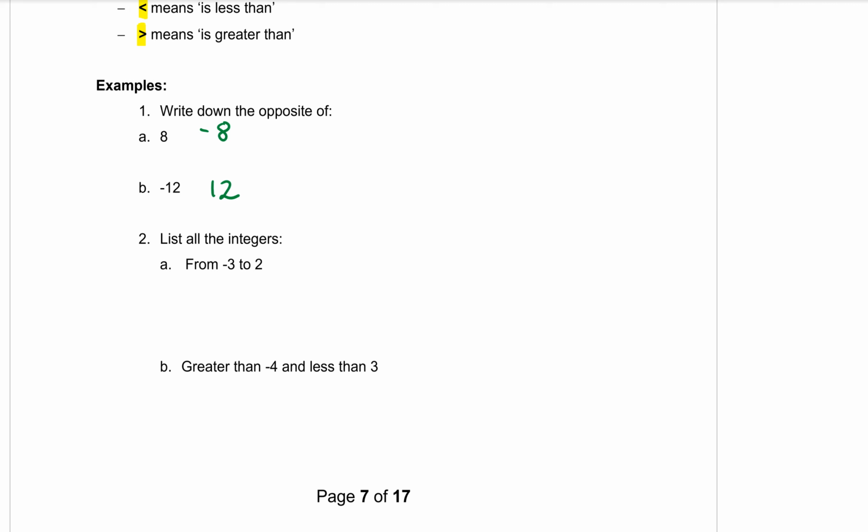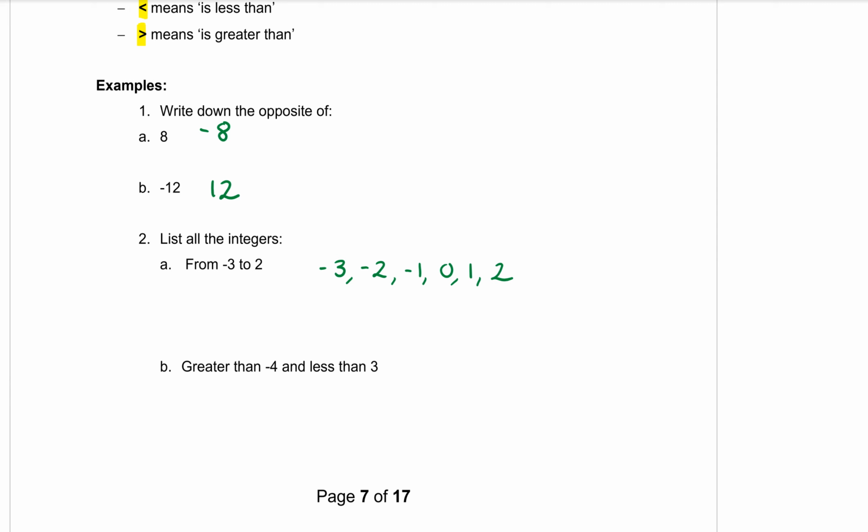List all the integers from -3 to 2. Okay, so that means I want to start with the smaller number, which is -3, and I want to count up all the numbers until I get to the 2. So -3, then counting up with -2, -1, 0, 1, and stop at 2 because that's when I reach the high number. I've listed from -3 to 2.